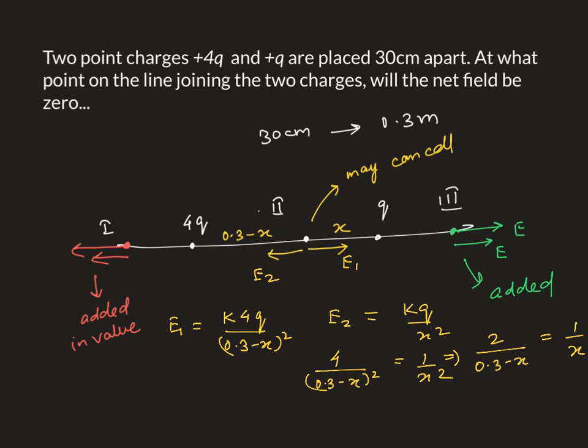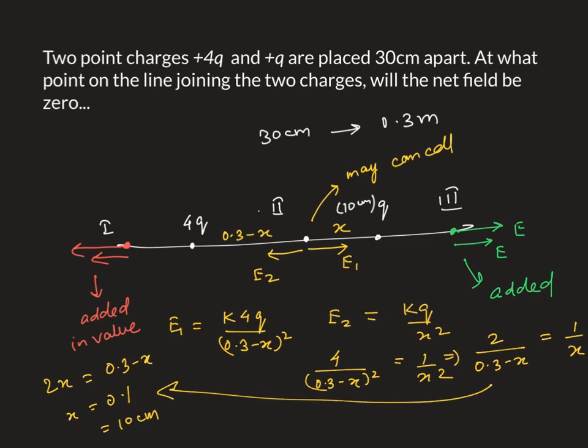But now we cross multiply and the solution is here. 2x equals 0.3 minus x. So that gives us x equals 0.1 or 10 centimeters. So what is the distance x? Distance x is 10 centimeters. And what will be 0.3 minus x? That will be 20 centimeters. And this is how you solve this problem.